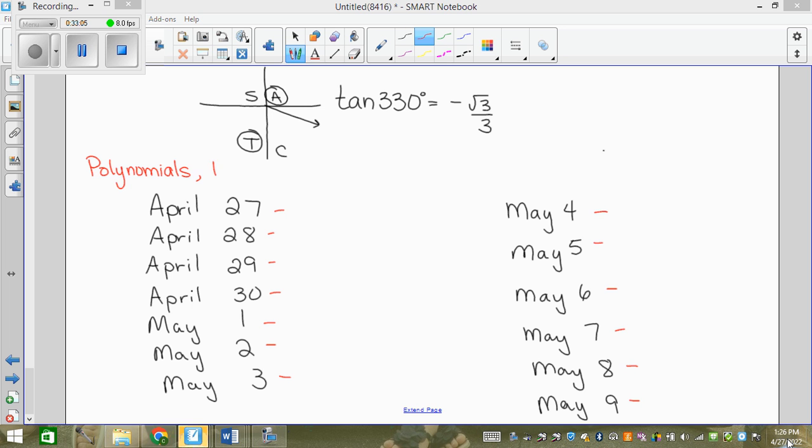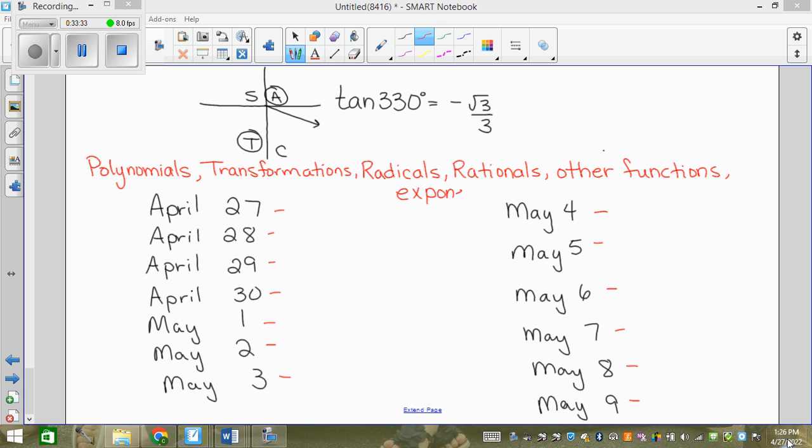We have transformations. We have radicals, rationals, other functions. That's where you add them, multiply them, compose them. Exponents and logarithms.